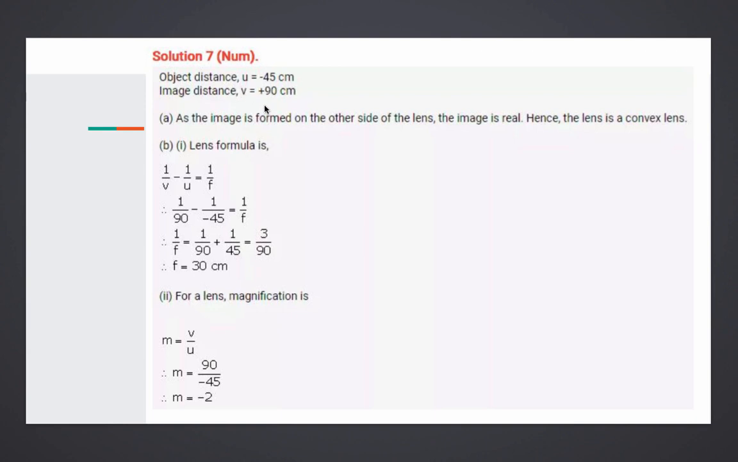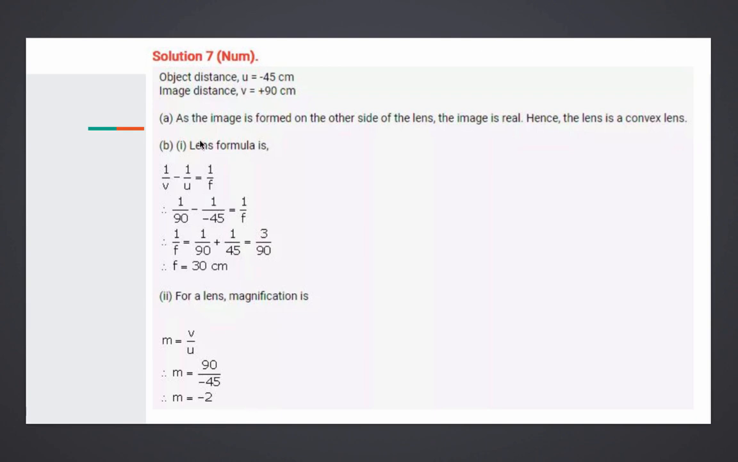Image V is positive because it is very clearly given at a distance 90 centimeter on the other side. If this is in front, it will be other side, means at behind. So image V is positive. Question is asking us to find the focal length. Lens formula we have. Magnification, V by U is the formula.